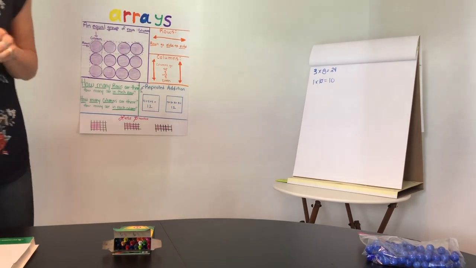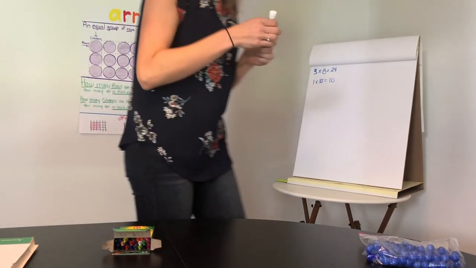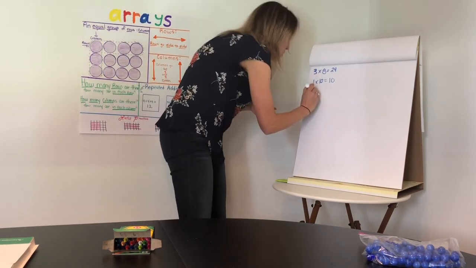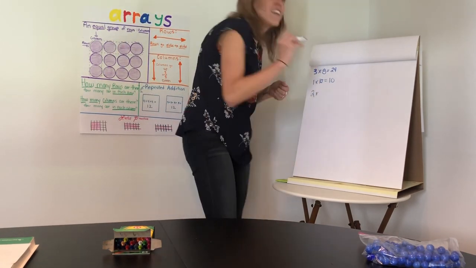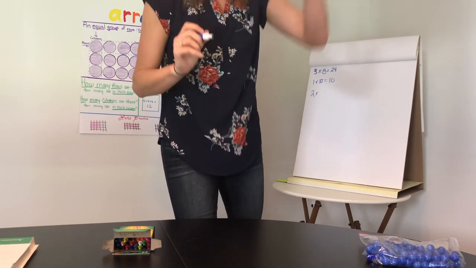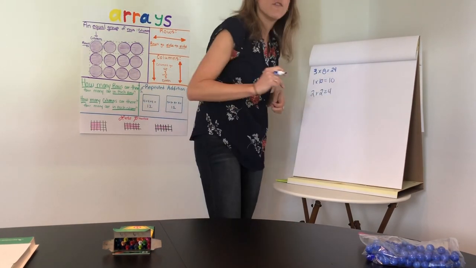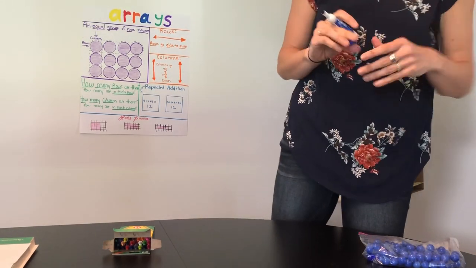What else do you see? The chairs. The chairs are in a row. Okay, there's 2. We've got 2 rows of chairs. And how many are in each row? 2. You're right. They're in a group of 4. There's our group of 4. There are 4 chairs right there.